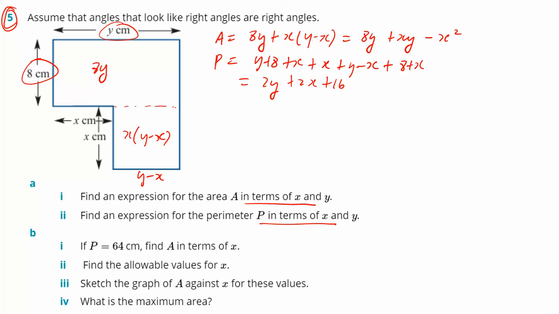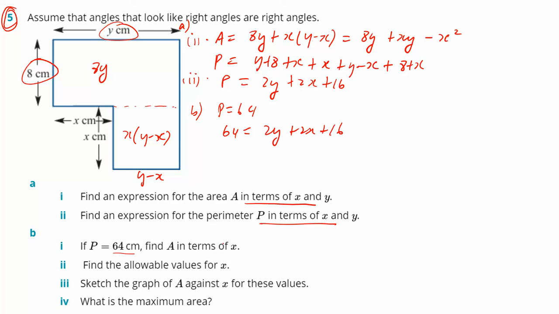Okay. Now, for the next part of the question, because both the area and perimeter only contain x and y, we can't do much with two variables. Somewhere in the question, they try to make it so that you have one variable only. So the perimeter is 64. This is part 1, part 2, part B. P equals 64, then 64 equals 2y plus 2x plus 16.